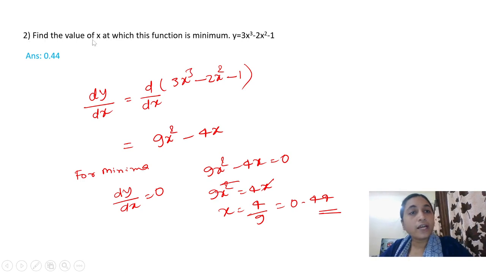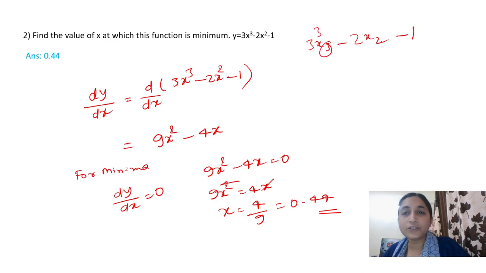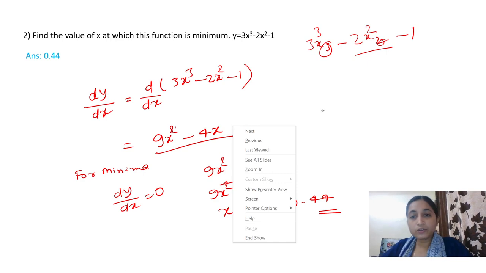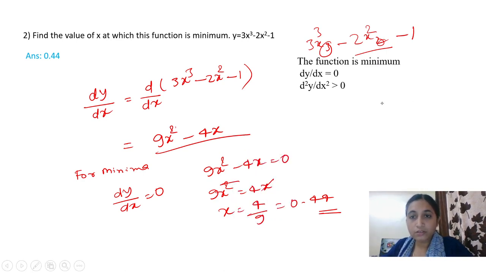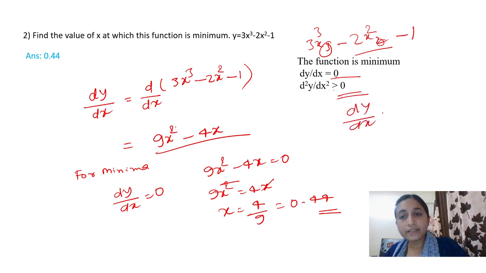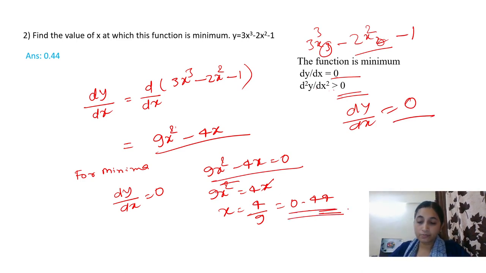Now question number 2, find the value of x at which this function is minimum, like y equals 3x cube minus 2x square minus 1. Some printing mistake is there, like it's written. So you just consider x cube and x square. So we will just differentiate these things. It will come 9x square minus 4x. So for minima, you know, dy by dx equals 0 and d square y upon dx square greater than 0. So we will take this one only, dy by dx equals 0, and then this equation equals 0. So x will come 0.44.